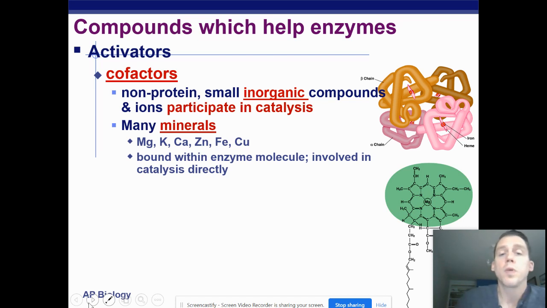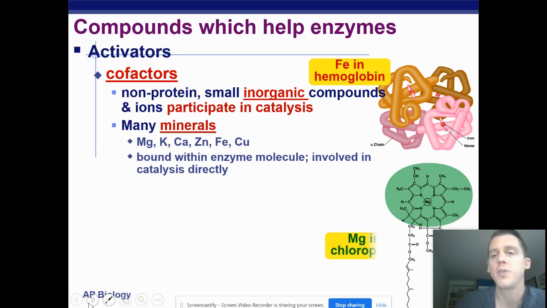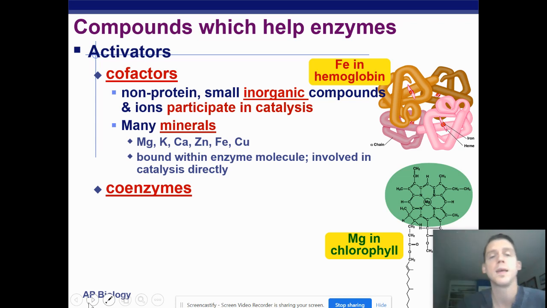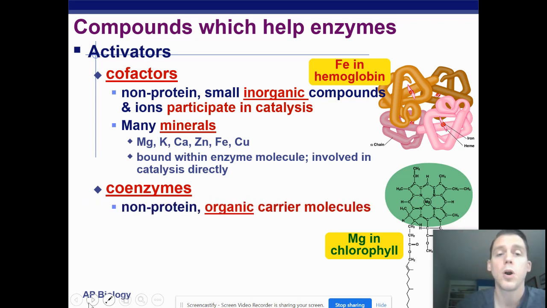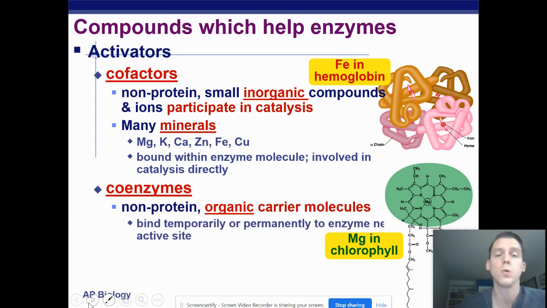So they are bound within the enzyme, and they are directly involved in the action of the enzyme. So iron in hemoglobin, magnesium in chlorophyll, these are cofactors. Coenzymes are non-proteins, but they're organic. So they're not proteins, but they're still organic molecules. And they can bind temporarily or permanently to the active site or near the active site of an enzyme.